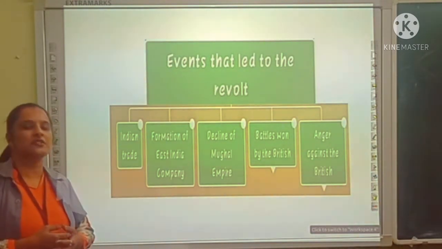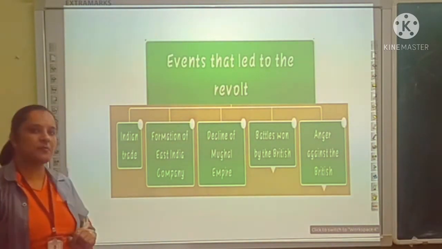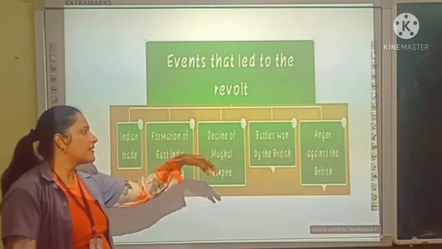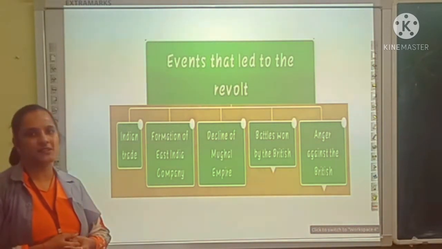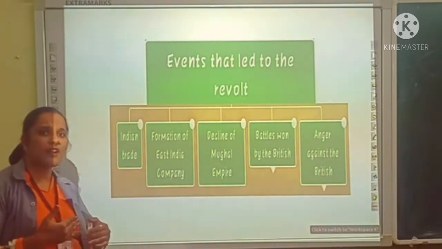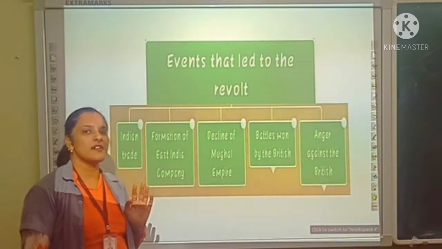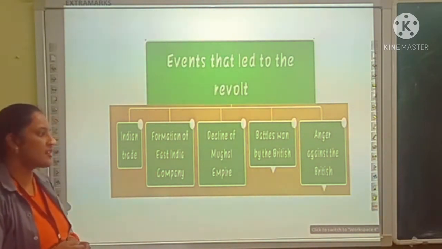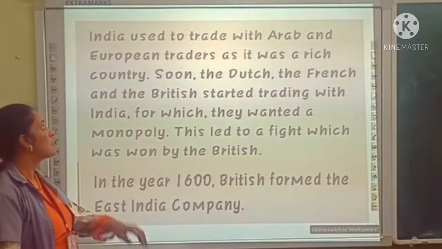The Indians used to trade with the Arab and European countries in the past. Then the formation of the East India Company by the British, how it took place, then the decline of the Mughal Empire and battles won by the British. There were many battles for our freedom struggle, but many of the battles were won by the British. Why? How? That we are going to understand in detail. And last is anger against the British. Indians were too angry with the British because they were not happy with their working system. So let's begin.